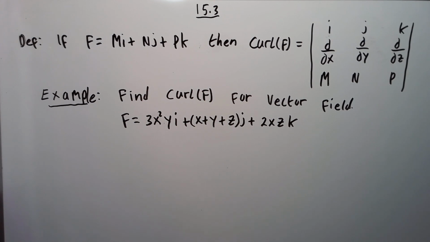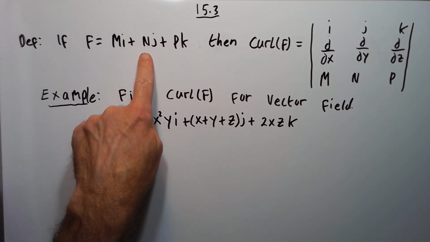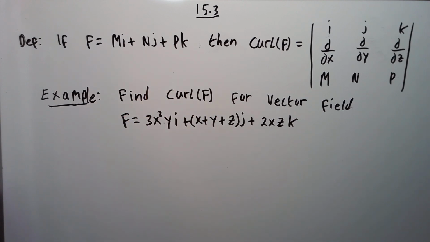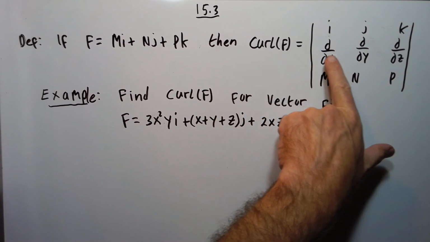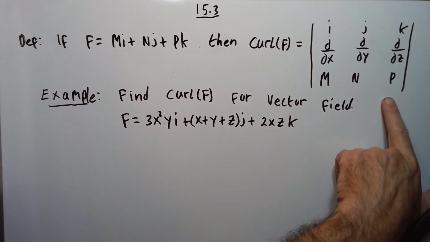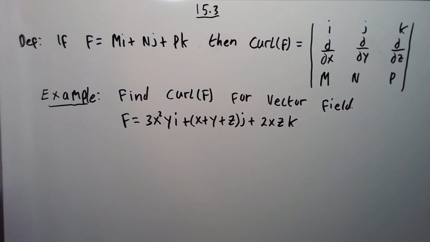Okay, so this is 15.3. So let F be some sort of a vector field, equal to Mi + Nj + Pk. Then we're going to define the curl of F to be this 3x3 determinant over here. It looks like the definition of cross product, and it's related.